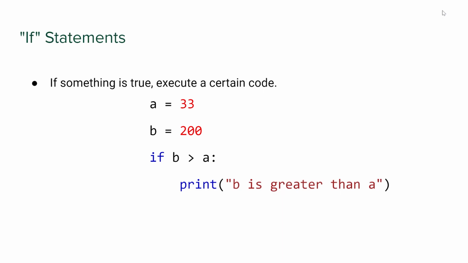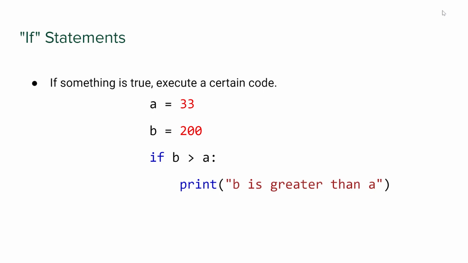We say A is 33 and B is 200. If B is greater than A, okay, that's the condition here. So we're asking the computer if B is greater than A. Well, is B greater than A? First of all, let's ask that question. Yeah, it is. 200 is definitely greater than 33. So that means that condition is satisfied to be true, meaning the Boolean value is true.